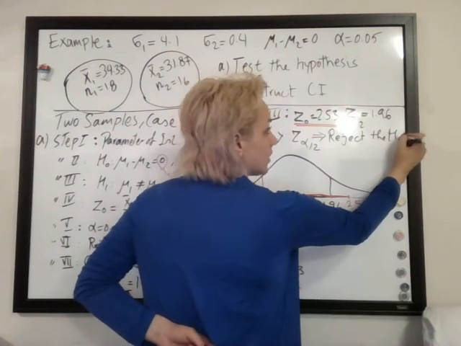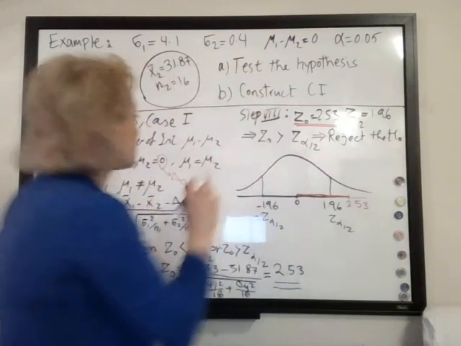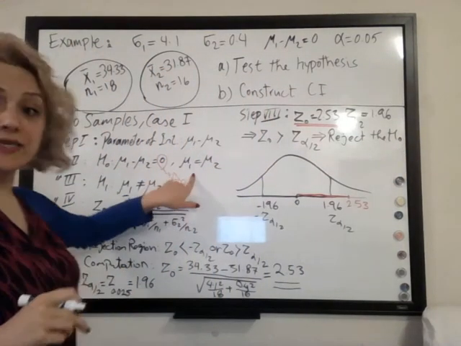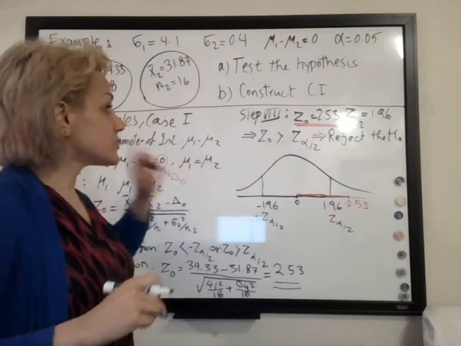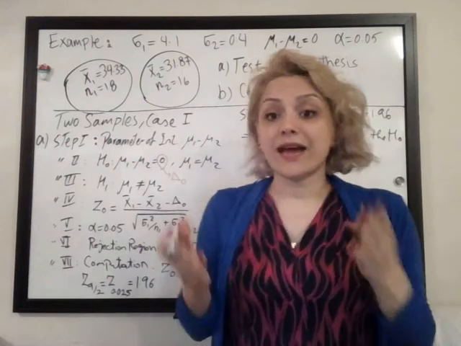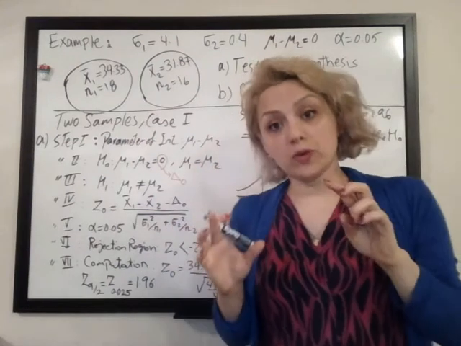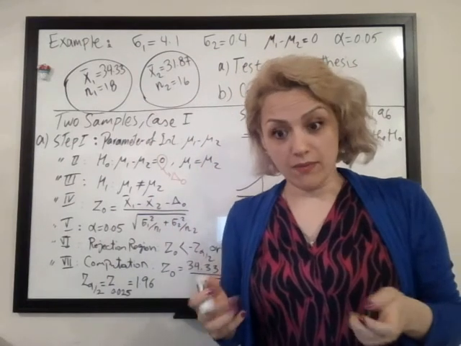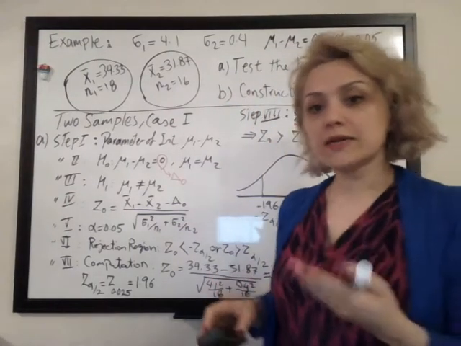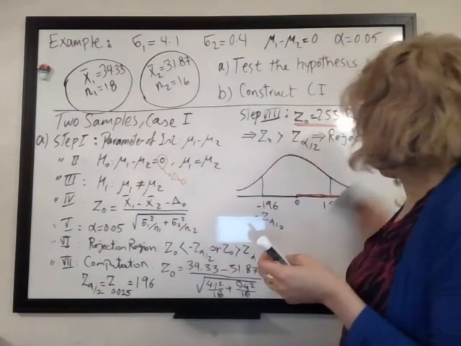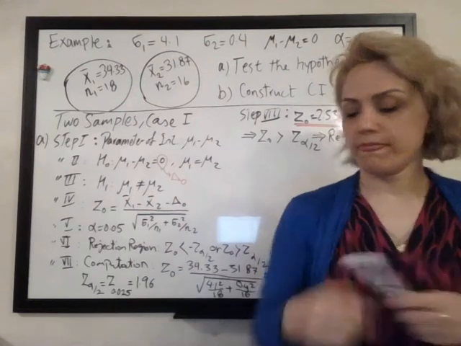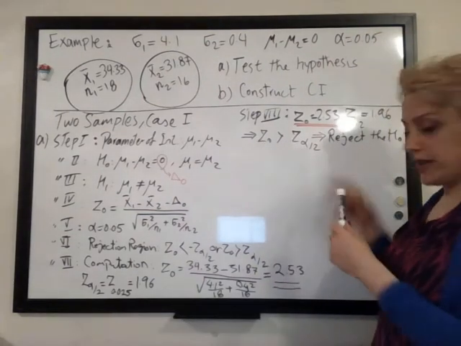So we reject the null hypothesis. We reject to say that mu1 minus mu2 is equal to 0, or mu1 is equal to mu2. Again, we reject that the mu of the two populations are the same. So now we have this. Let's see what's going to happen when we construct the confidence interval. So this is the conclusion that we made here.